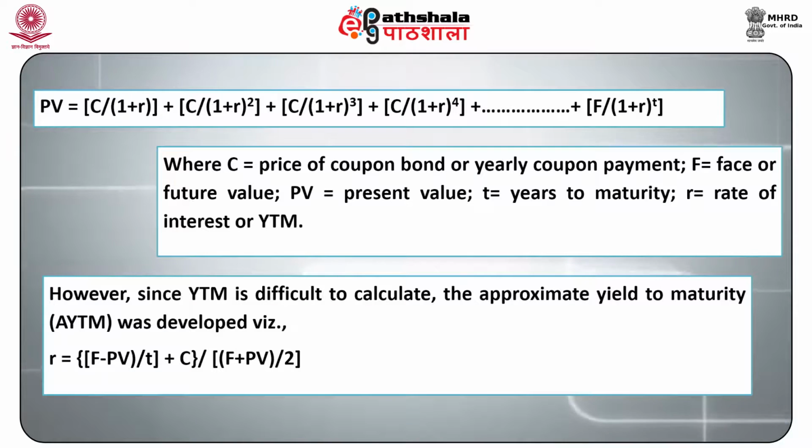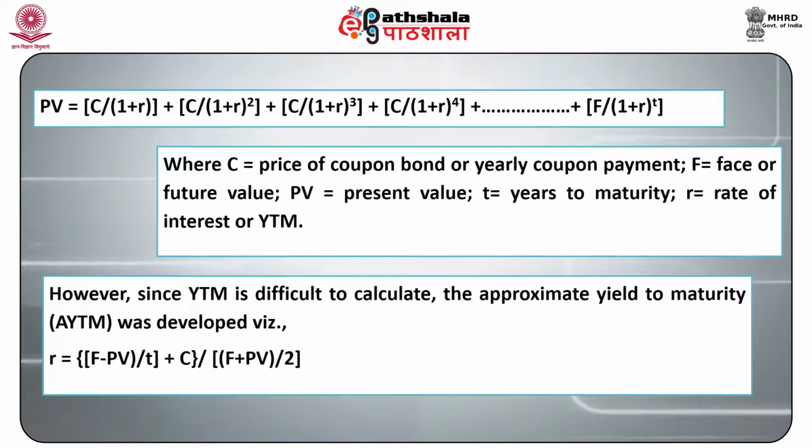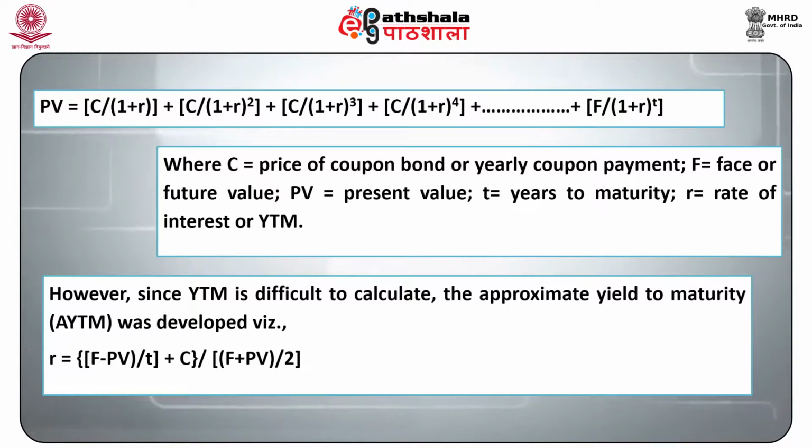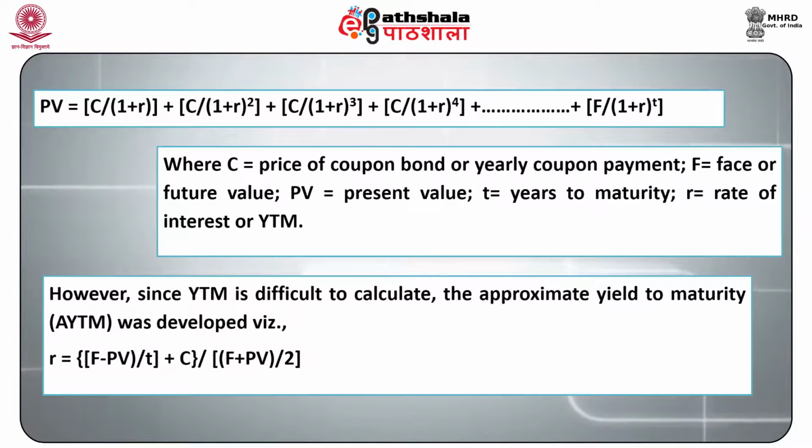However, since YTM is difficult to calculate, the approximate yield to maturity, AYTM, was developed. With R is equal to (F minus PV) upon T plus C, whole upon (F plus PV) upon 2.